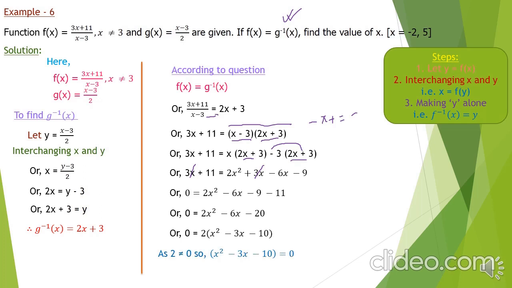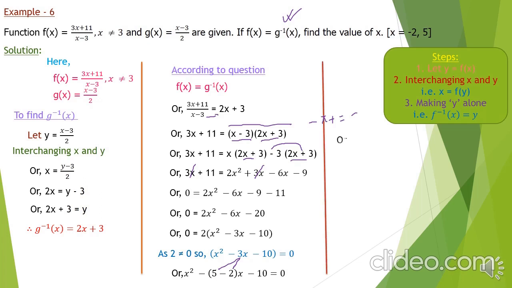Now we have to factorize x square - 3x - 10. We have to find two numbers. The two numbers are 5 and 2: if we multiply 5 and 2, our product will be 10, and if we subtract 2 from 5, it will be 3. You studied this first in class 8, factorization of trinomials.